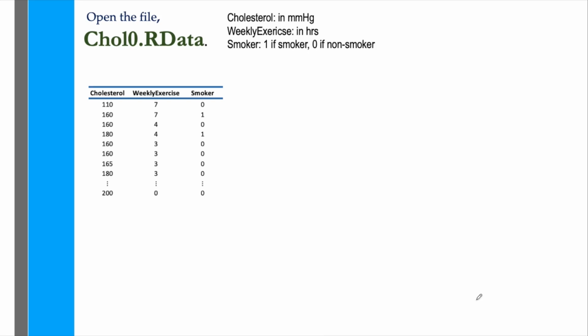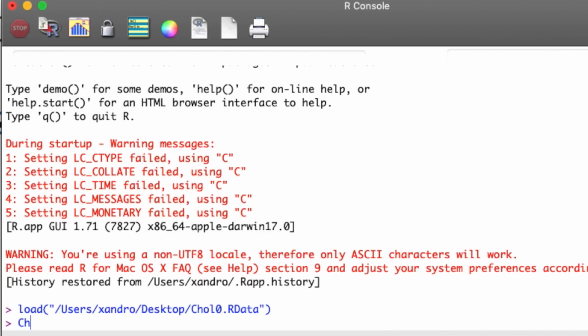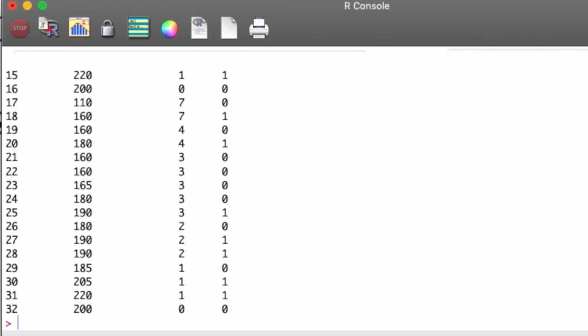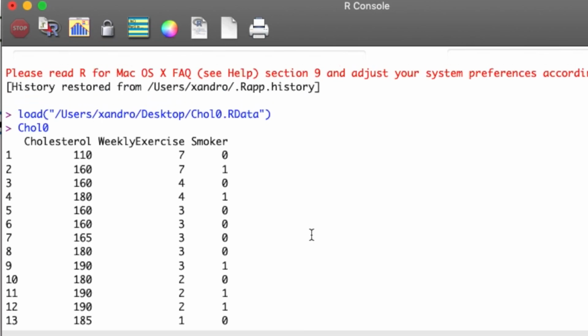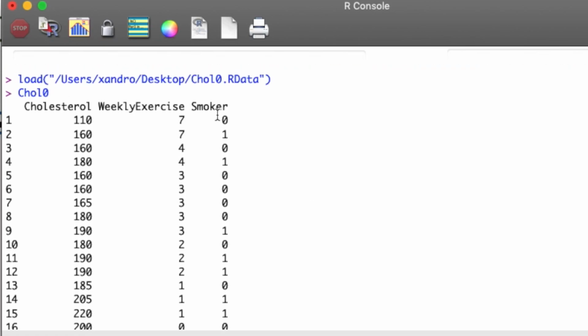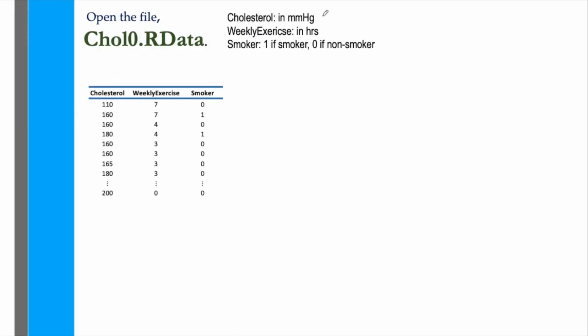Let's have the last one, which is call 0.R data. So let's try to open the file and take a look at the data. In this case, I have 32 participants and whether they are smokers is recorded. Consider here that cholesterol is quantitative, which is measured in millimeters of mercury. Weekly exercise is also quantitative, which is expressed in hours, while smoker is a qualitative or categorical variable, in which 0 if he or she is a non-smoker and 1 if a smoker.